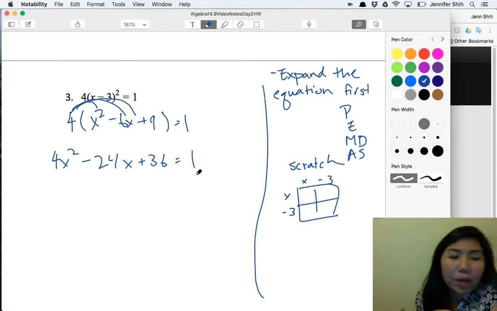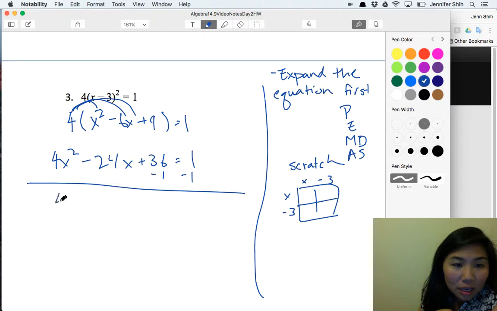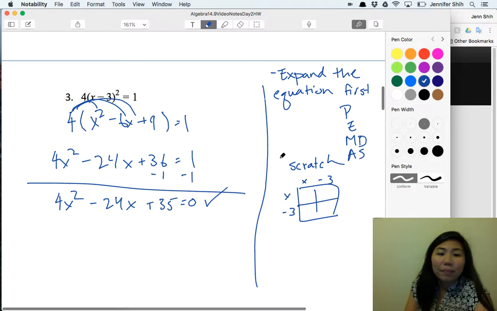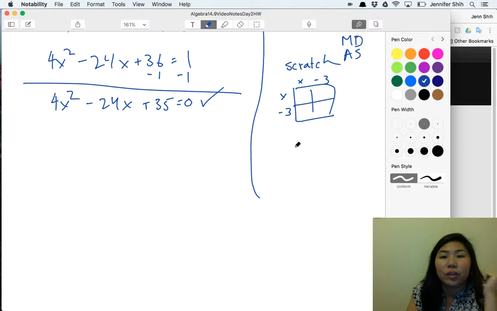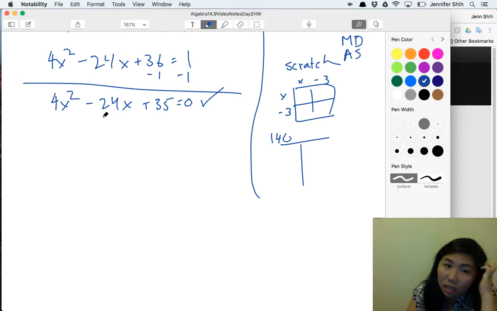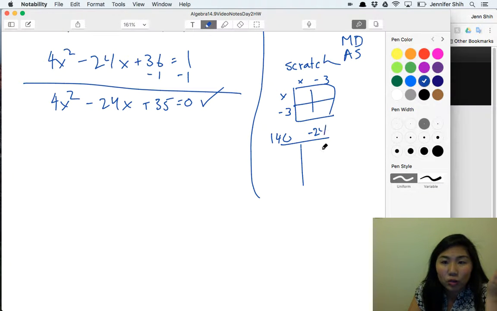Hope I'm doing this right. Okay. And I'm going to subtract 1 from both sides. I'm going to get 4x squared minus 24x plus 35 is equal to 0. Okay, now I have to factor. So I need factors of 140, because 4 times 35 is 2 times 70, which is 140. And they need to add up to 24. So I need to think of factors of 140.